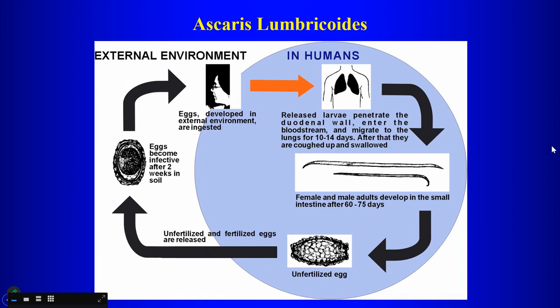And so the disgusting life cycle, I will leave it to you to study, but basically when the person ingests the eggs, the larvae penetrate the small bowel, and then they get into the blood, and they migrate to the lungs, and then all the bad stuff happens, okay?